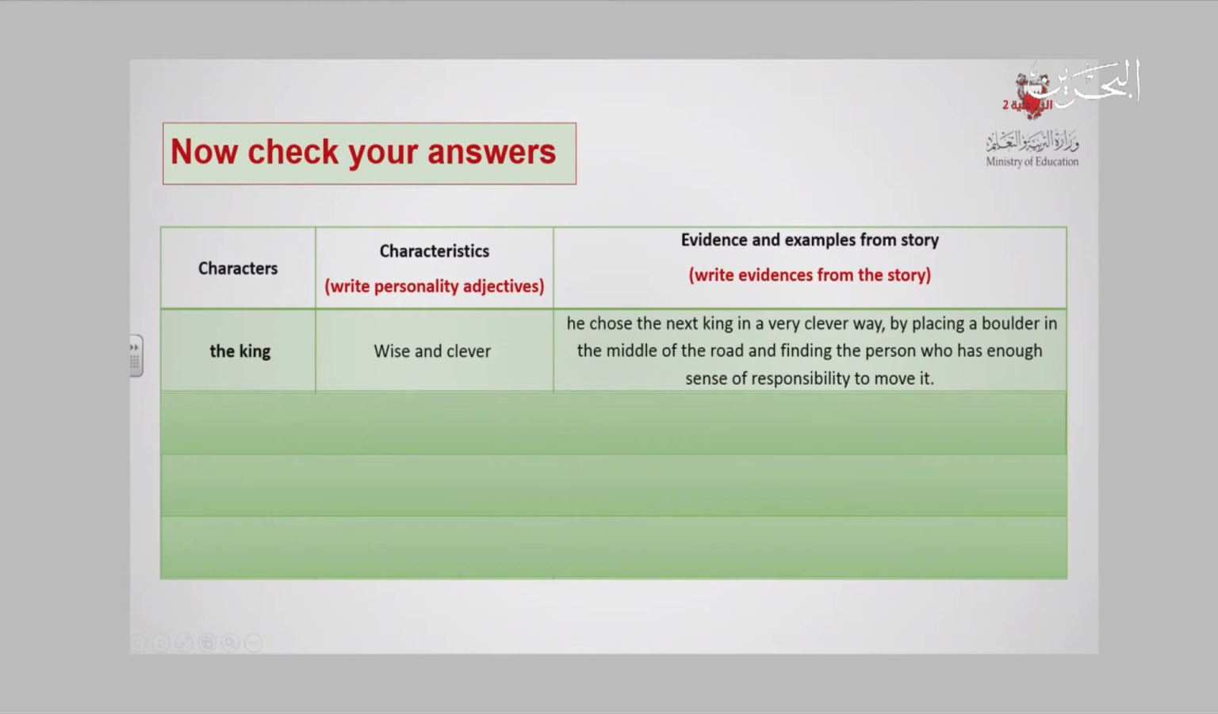Similarly, I want you to write about the other 3 characters, their characteristics and the evidence. I'll give you 2 minutes to do that.